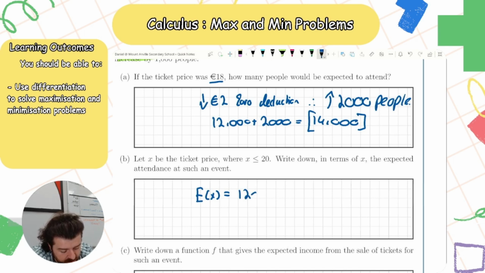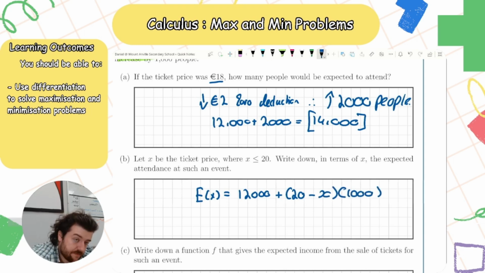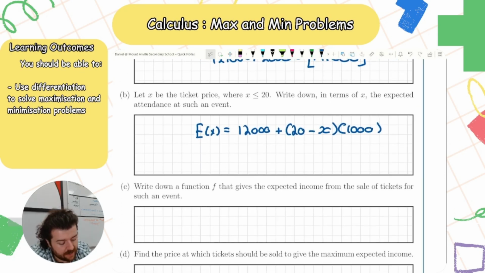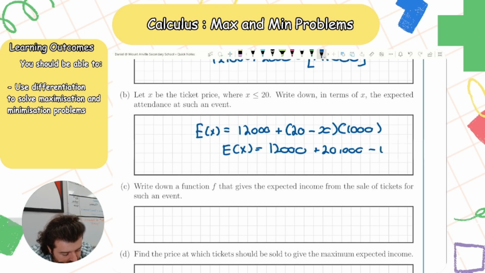Well, that would be 12,000 plus €20 minus ticket price, then times 1,000. Right? Because whatever the ticket price is, if it's reduced by €2, then we're adding 2,000 people, etc., etc. Write down now a function that gives you expected income on ticket sales. So let me finish this one off here. Expected attendance is going to be equal to 12,000 plus 20,000 minus 1,000x. So 32,000 minus 1,000x.